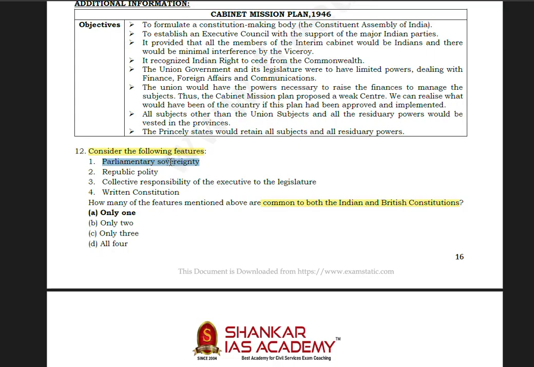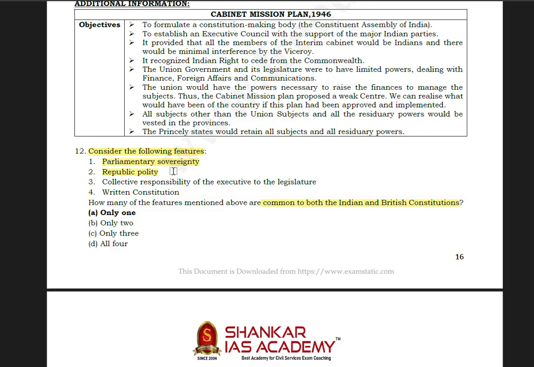So first is the parliamentary sovereignty. You know that parliamentary sovereignty is basically there in the UK. Why? Because it is the parliament which has the supreme authority of making the law. That means there is no authority above the parliament in the UK, whereas in India the parliament is not sovereign in the sense that its powers are limited by the constitution. So that is why parliamentary sovereignty is not common between the UK and India. So this is wrong.